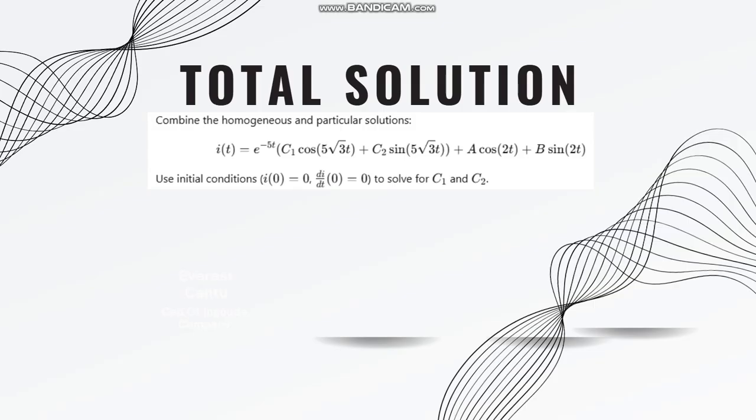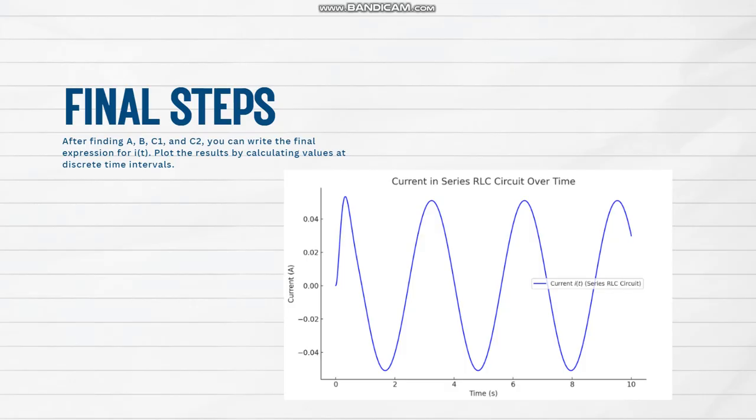Now we have the last step, the total solution. Combine the homogeneous and particular solutions together. Then we use the initial conditions, which are i equal to 0 when t equals 0, and di over dt is also equal to 0. Solve for C1 and C2. After we find a, b, C1 and C2, we can write the final expression of i. Then we plot the result by calculating the values and then plotting the graph. The graph will be shown as in the figure inside the presentation slide.